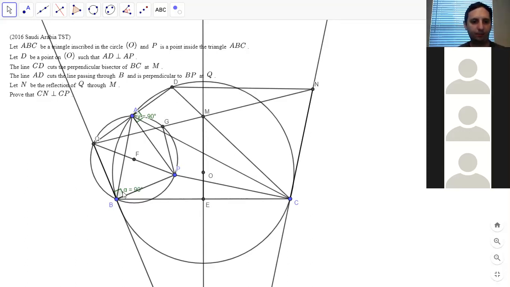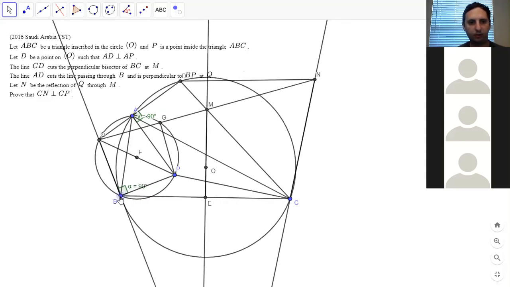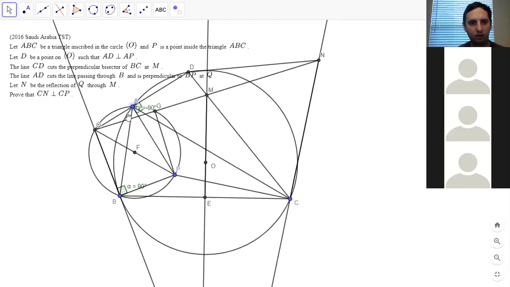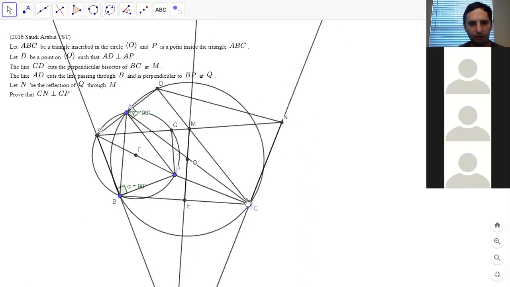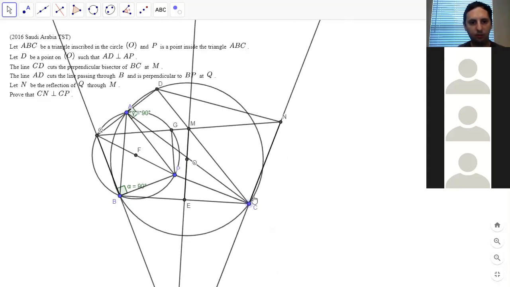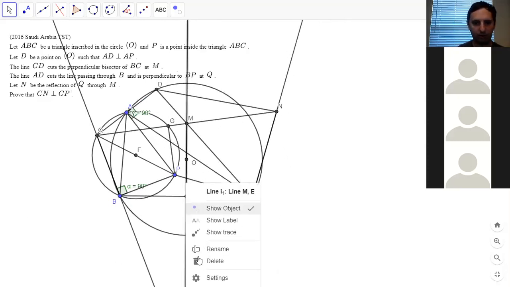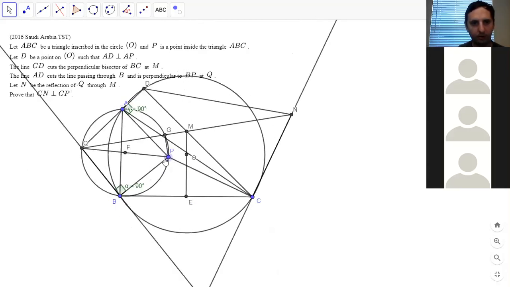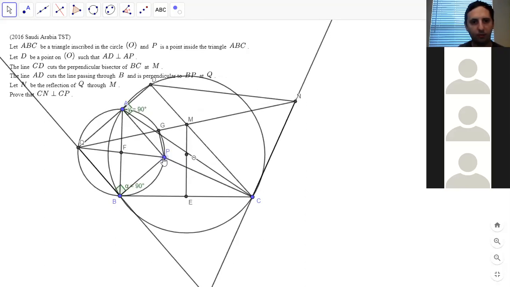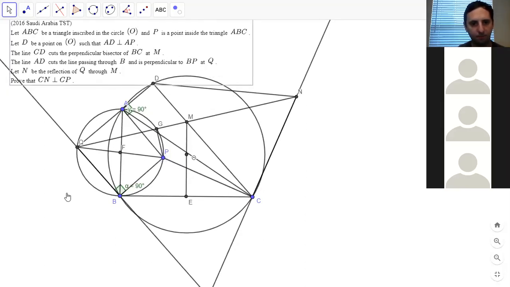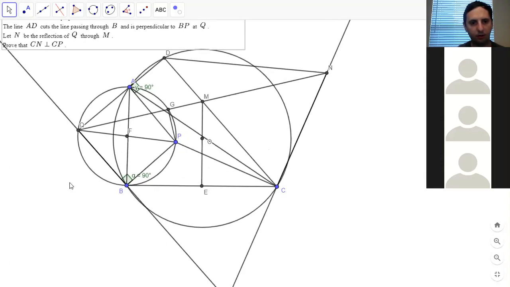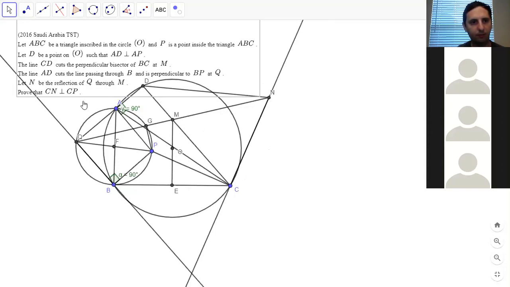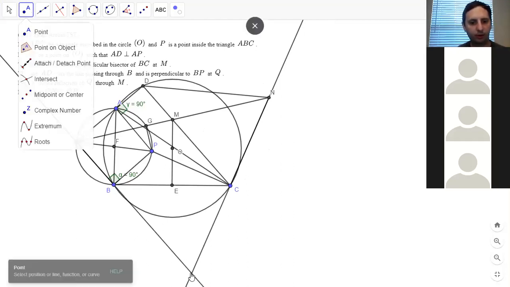So yeah, let me see if I can draw it so that we can see the intersection of these lines. So I'm going to get rid of this one, but like the other two, maybe if I move point P, yeah, that makes it a little better. Okay, so yeah, I just want to see that point. I draw this point right here.